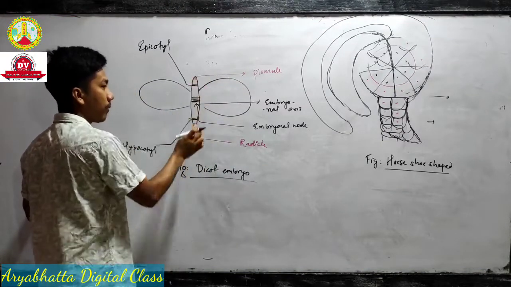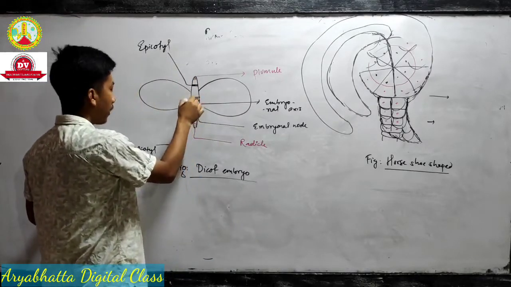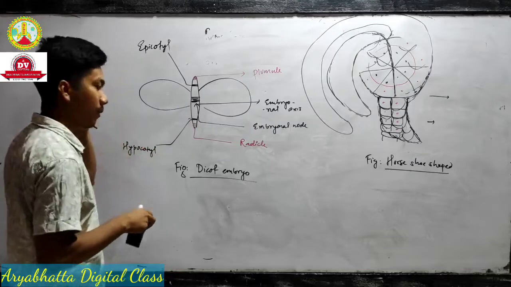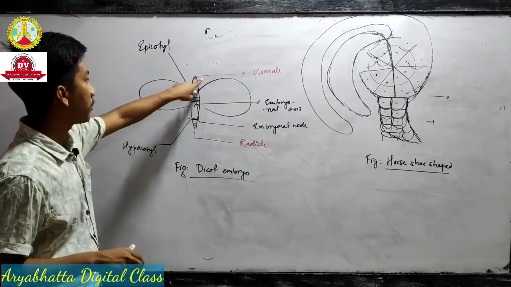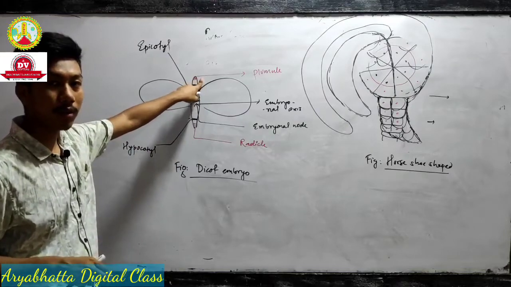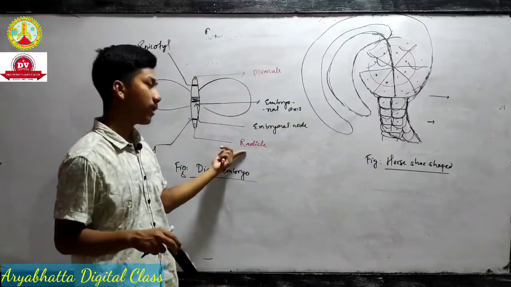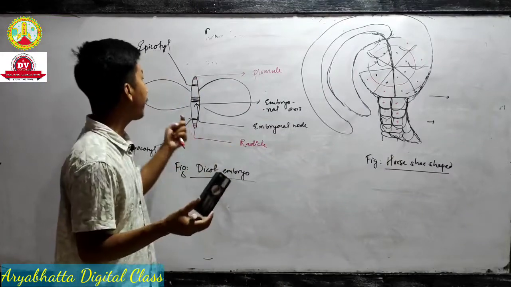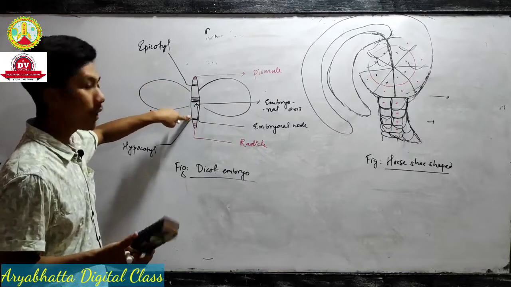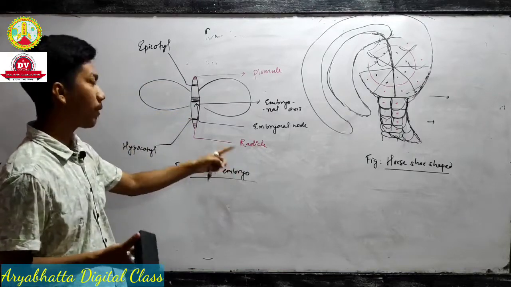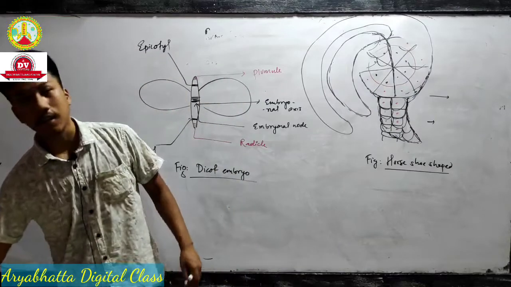Dicot embryo has an embryonal axis at the middle region, and the middle part is known as embryonal node. The upper tip part is known as plumule, which gives rise to a shoot system. The lower tip is known as radicle, which gives rise to a root system. Then the upper part of the plumule is known as epicotyle, and the lower part of the radicle is known as hypocotyle. So this is the overall process of the formation of dicot embryo, right?